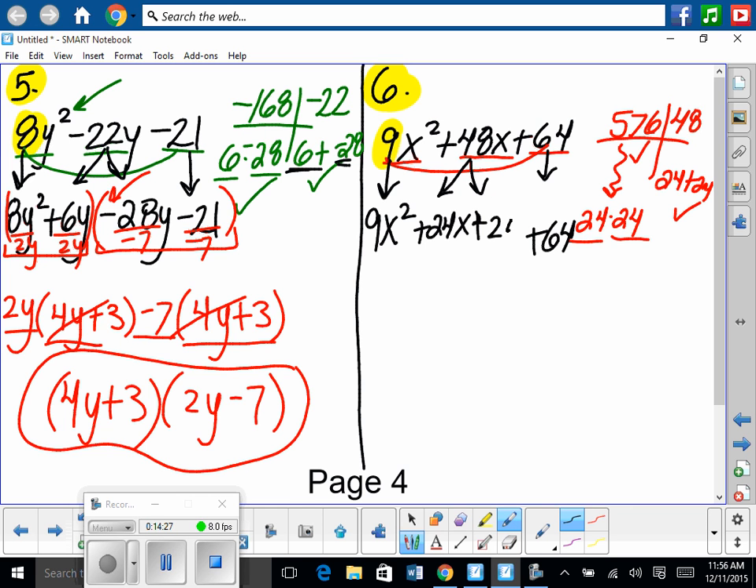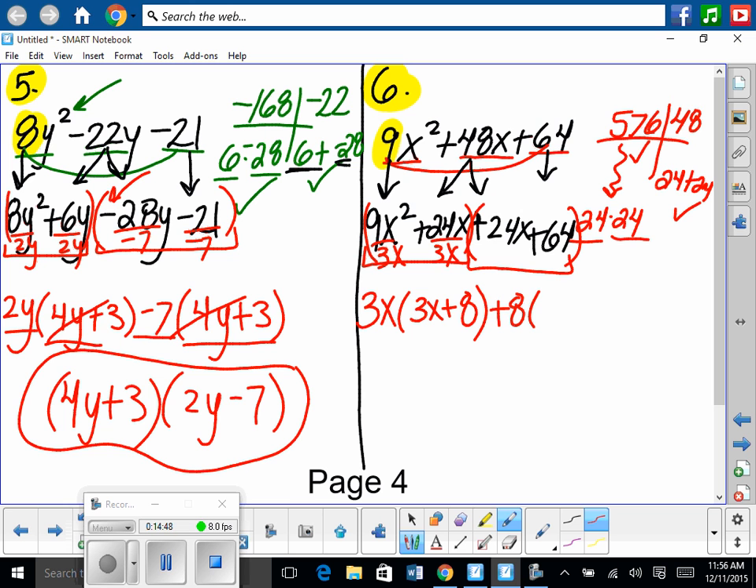Then you group the first two, and group the second two, and factor out of each group the greatest thing in common. This one has a 3x in common, divide by what you pulled out. So left is 3x plus 8. And then in this group, the greatest thing in common is an 8, so I pull out a positive 8, divide each thing by what you pulled out. So left is 3x plus 8. Our safe haven's good, so we'll factor it out, 3x plus 8.